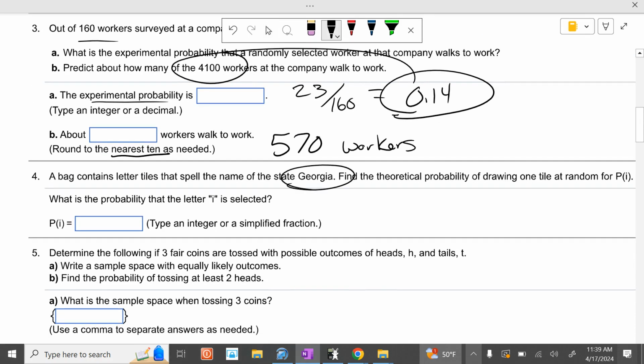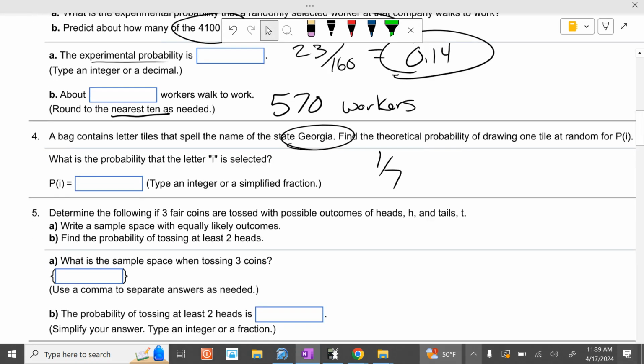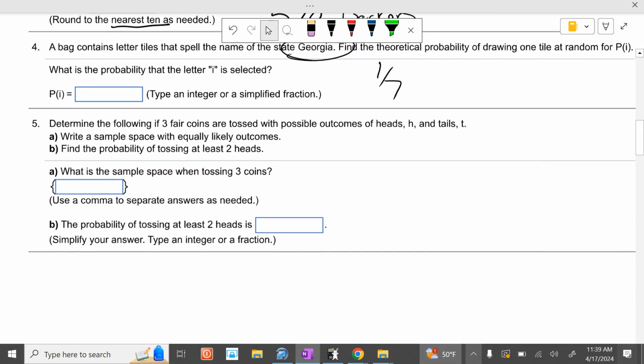Georgia. How many letters are in the state of Georgia? 7 letters. How many I's are there? So there's a 1 out of 7 chance if you put all the letters of Georgia in a bag and you pull one out, you're going to pull out an I. All right.